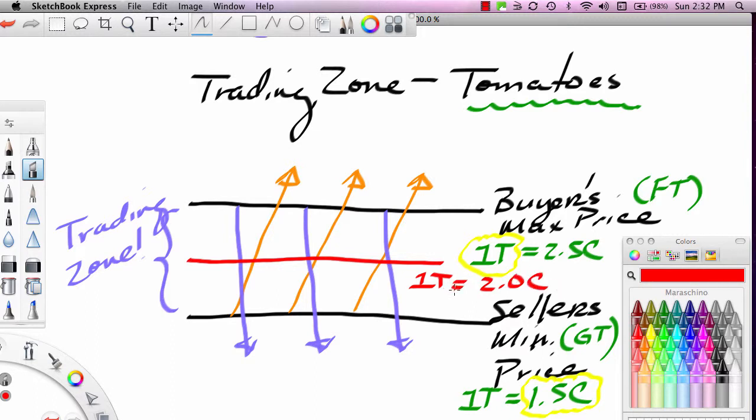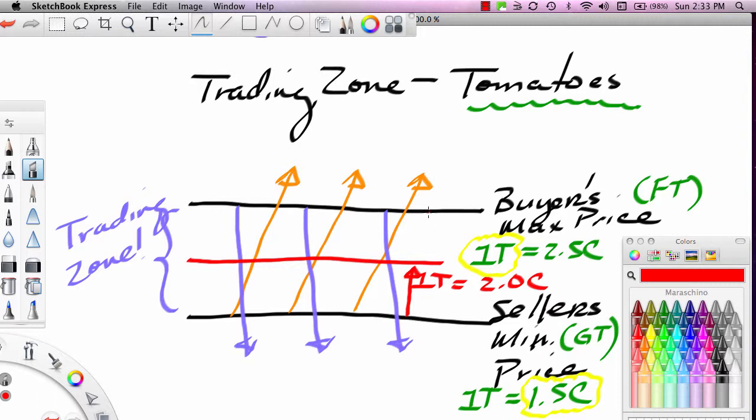Notice that falls below the buyer's maximum price and falls above the seller's minimum price. Would the seller be happy to make a tomato and trade it away for 2 corn? The answer is yes, because in her own garden she could trade a tomato away for only 1.5 corn. So she's happy to get 2 corn for a tomato, where in her own garden she can only get 1.5 corn for a tomato. He, on the other hand, being the buyer, is after tomatoes.